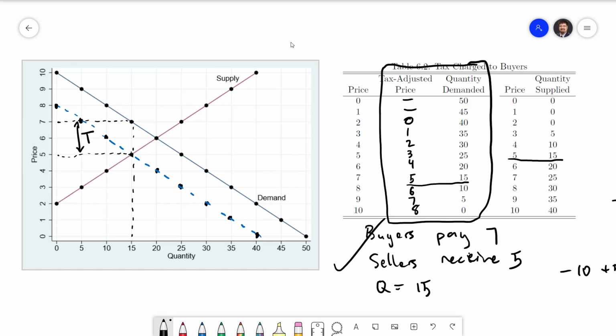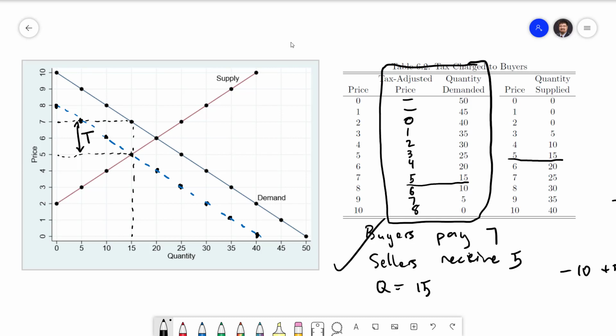We've now approached this problem a total of 6 ways. We've tried it with the sellers paying the tax, we've done it with the buyers paying the tax, and for each of those we've done it with the schedule, the algebra, and with the graph, and we've got the same answer across all of them. The big takeaway here is that it does not matter which side is charged the tax, the buyers or the sellers, we always end up with an equivalent result.